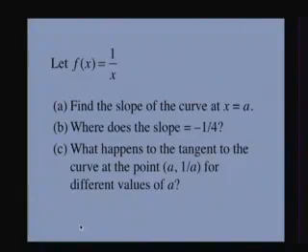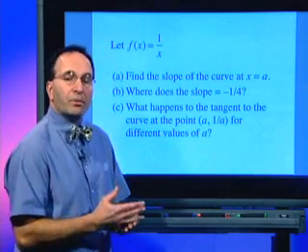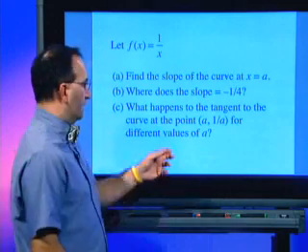Let f of x equal 1 over x. Find the slope of the curve at x equals a. Then, where does the slope equal -1/4? And what happens to the tangent of the curve at that point a comma 1 over a for different values of a? So the first thing we need to do is apply that formula.